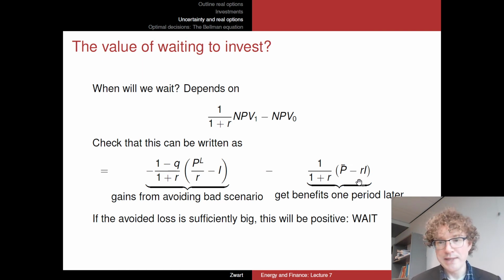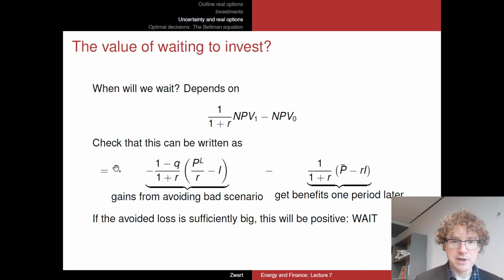So by waiting, you will get those benefits only 1 period later, so you miss out on the first period's benefits. So the first period, discounted by 1 plus R, this is the present value of the first period benefits that you are throwing out of the window if you wait. So that's why there's a minus here as well.